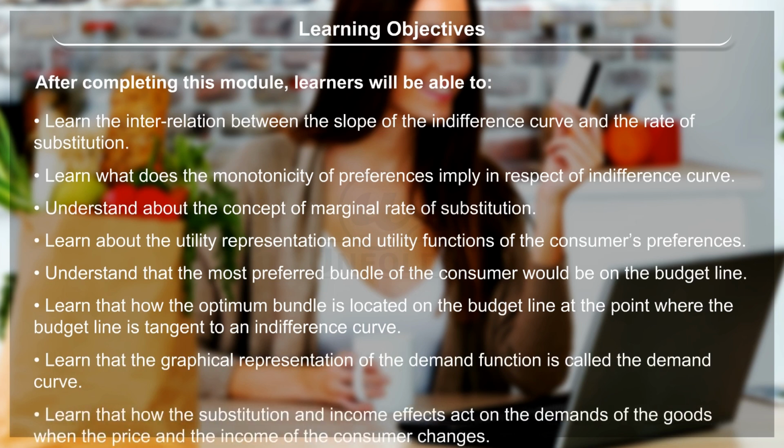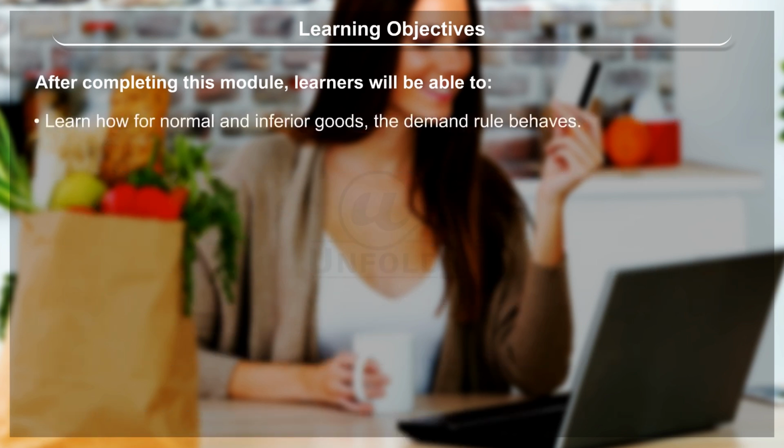Learn how the substitution and income effects act on the demands of the goods when the price and the income of the consumer change. Learn how the demand rule behaves for normal and inferior goods. Learn how the market demand is calculated.